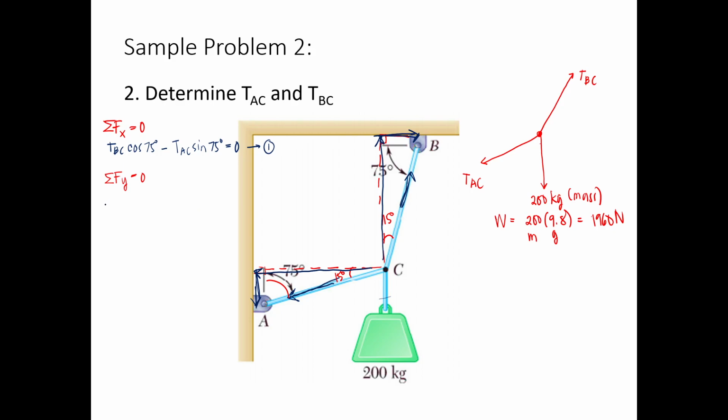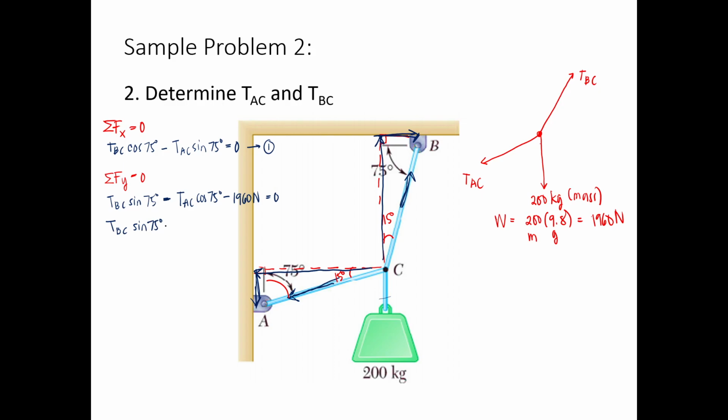So going up first because it's a positive value. So this will be TBC sine 75 degrees, then minus TAC cosine 75 degrees, minus the 960 Newton weight. If you want to isolate the constant on the right side, you may do so.